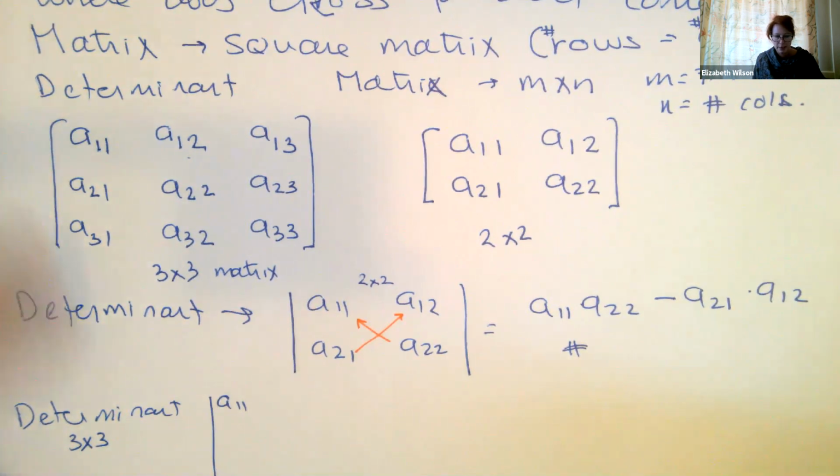Okay, I'm gonna start writing this on my other page here so I've got room to work. Okay, so if we do a determinant with a 3 by 3 matrix, it's gonna look like this.